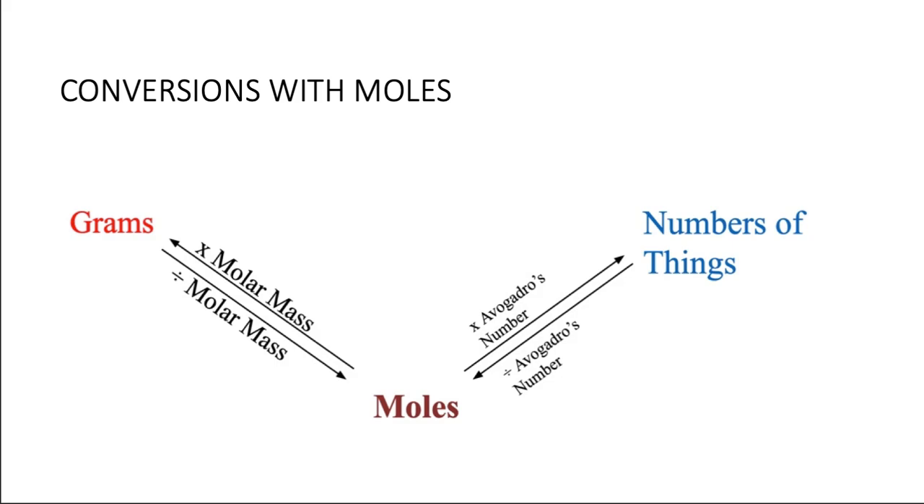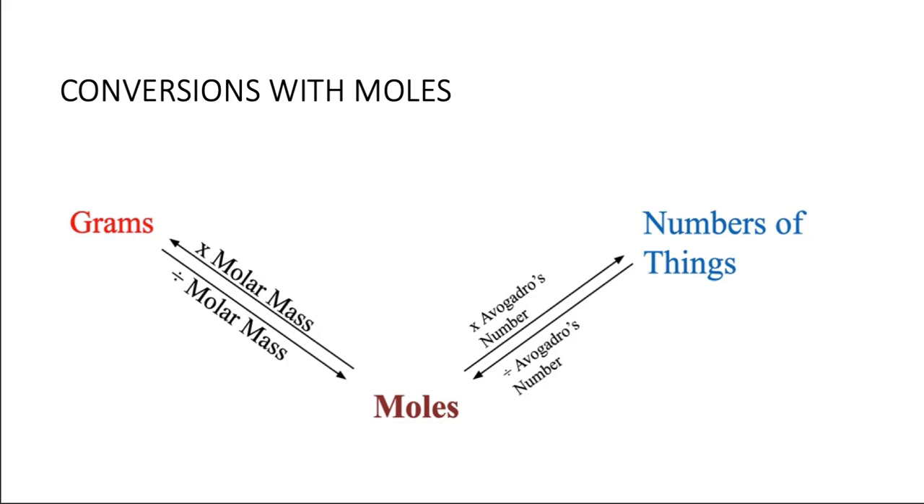You also have conversion factors. We also have another conversion factor. Avogadro's number itself is a conversion factor, and it converts between moles and the number of things. By things, I mean ions or molecules or atoms or whatever thing you're talking about. Okay? So we've got both of these different conversion factors.